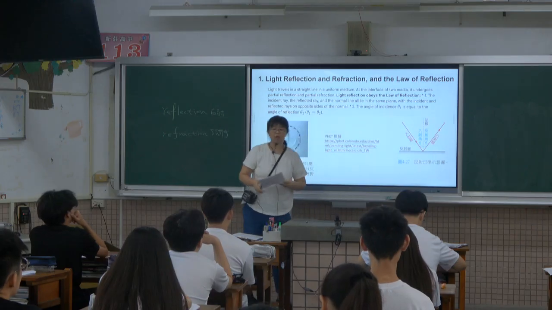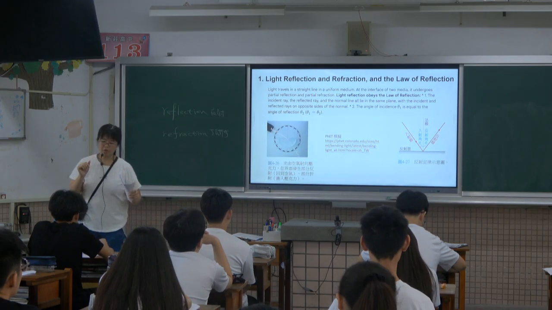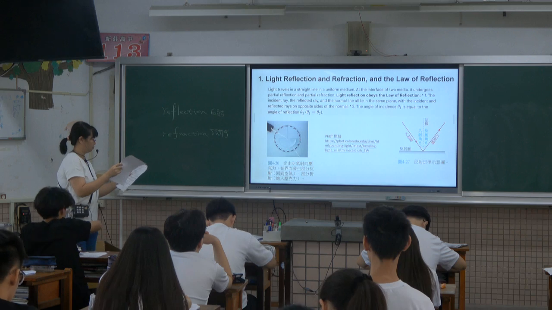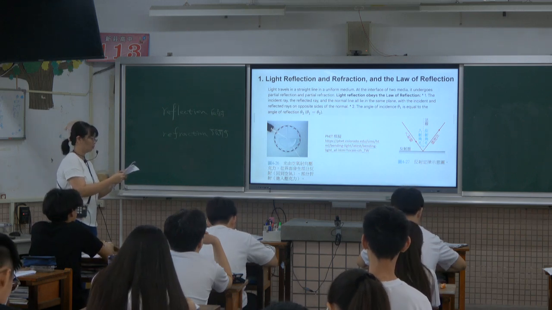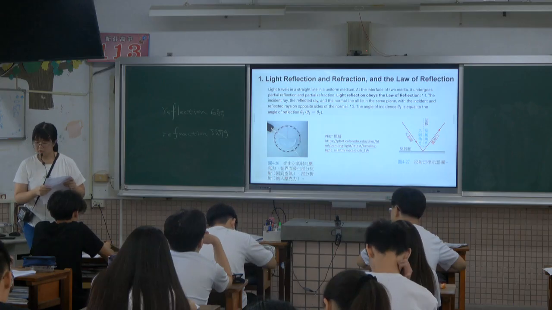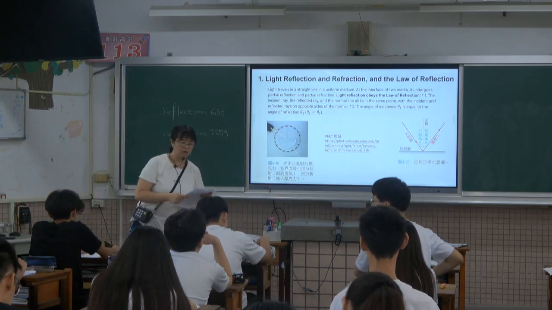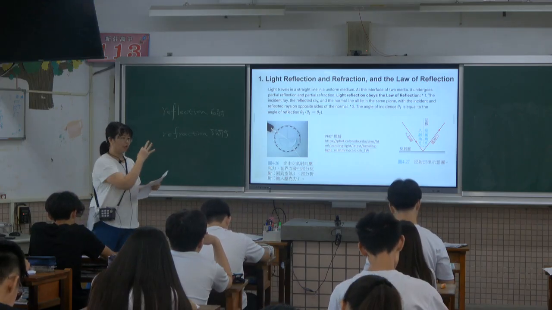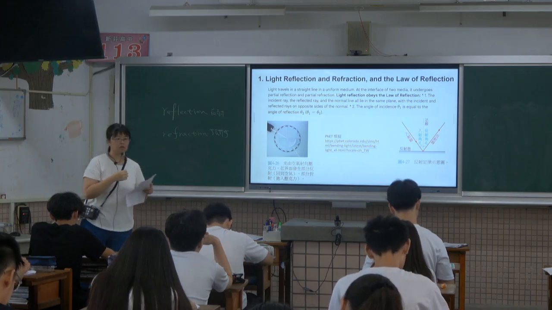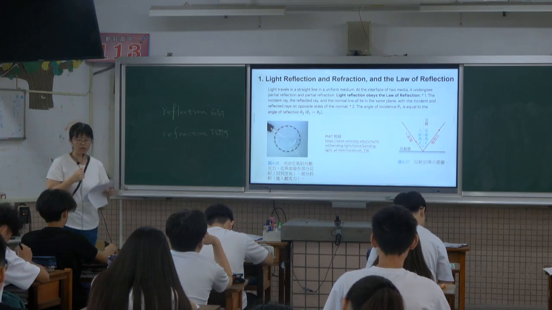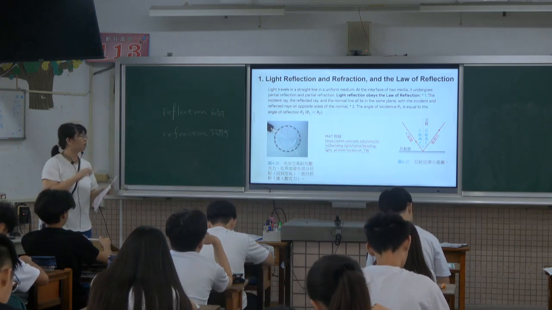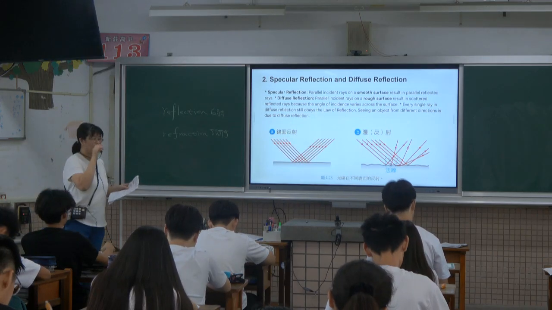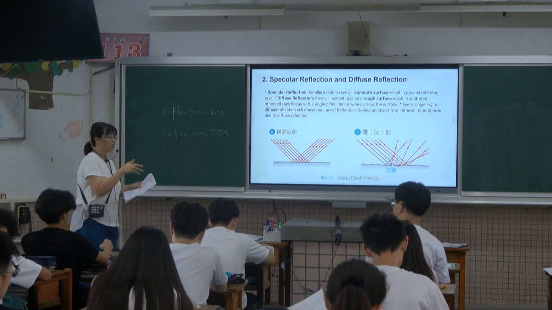You can note the key points on your worksheet. Do you find this? The law of reflection has two key points. One is that the lines are on the same plane. Another is that the angles are the same. Okay, next we see the incident line on different surfaces.